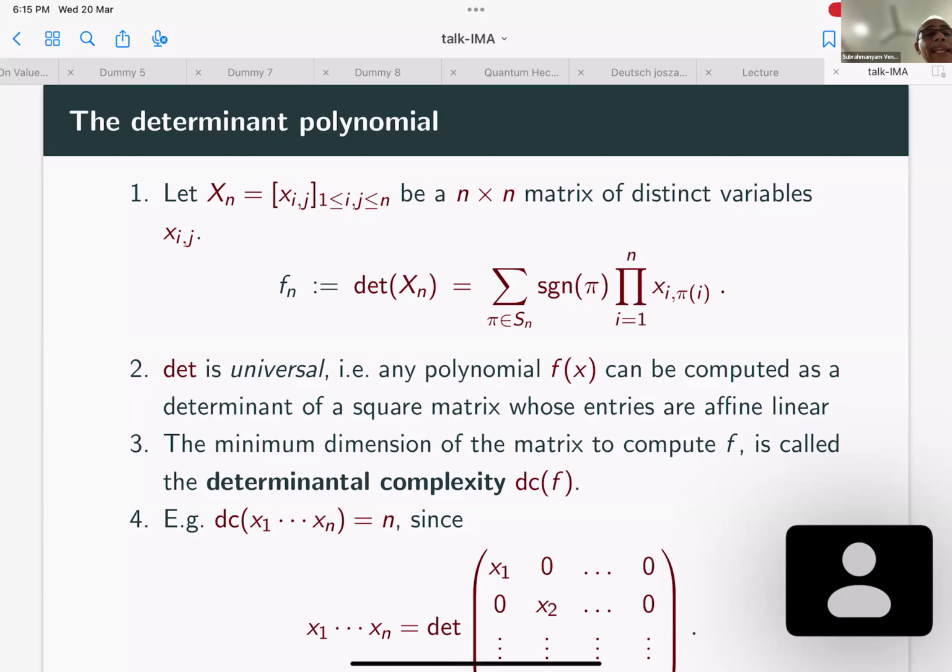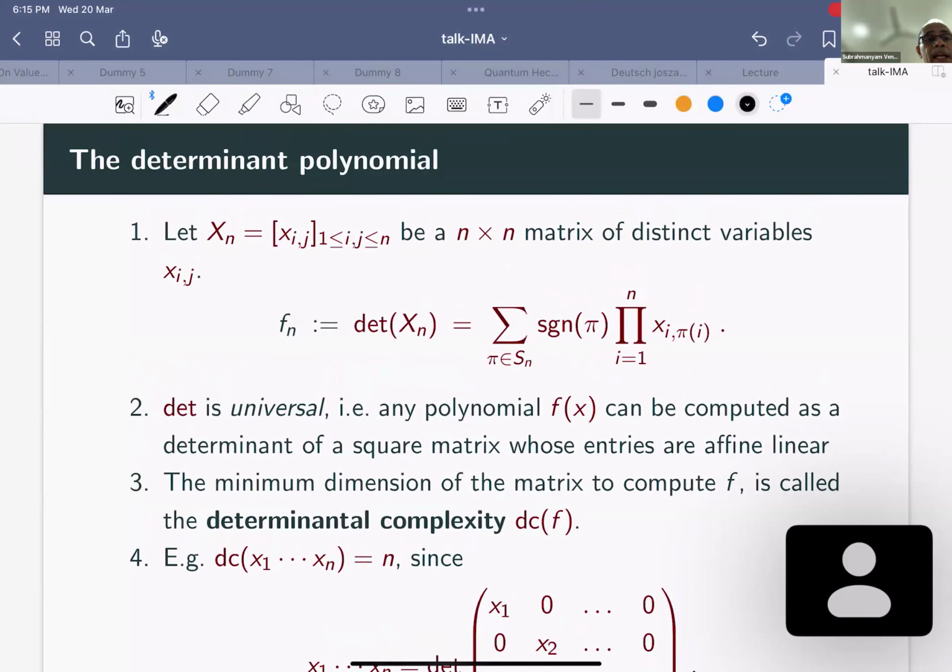But of interest is the following. If I give you a polynomial f, what is the size of the smallest matrix whose entries are affine linear functions in the variables of the polynomial, such that when I take the determinant of the matrix I have written, I get back my original polynomial f? The size of the smallest matrix you can write is called the determinantal complexity of the polynomial f.